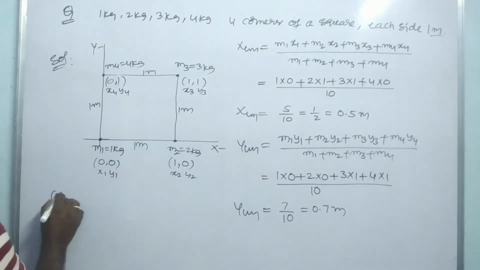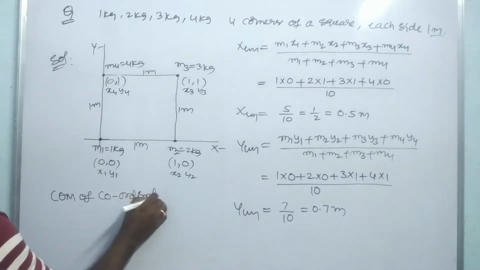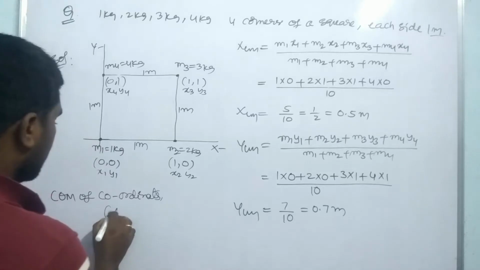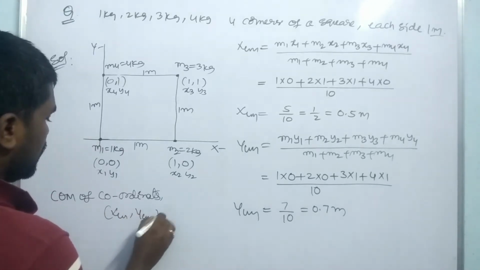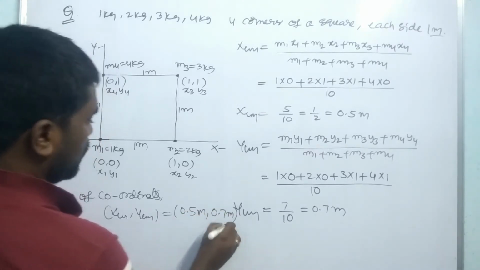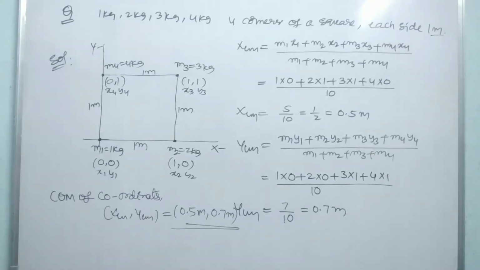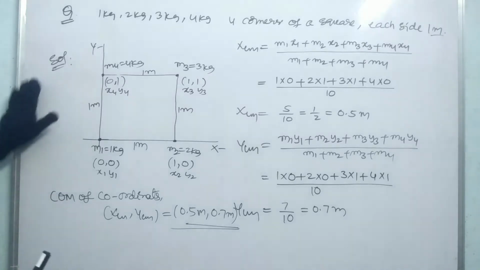So the center of mass coordinates here are xcm, ycm equal to 0.5 meter, 0.7 meter. So this is the process. You have to find the center of mass of any particles, that is, when particles are located at the corners of a triangle or the square, then we can easily find the center of mass of that system. Okay, clear? Now let us see one more example.